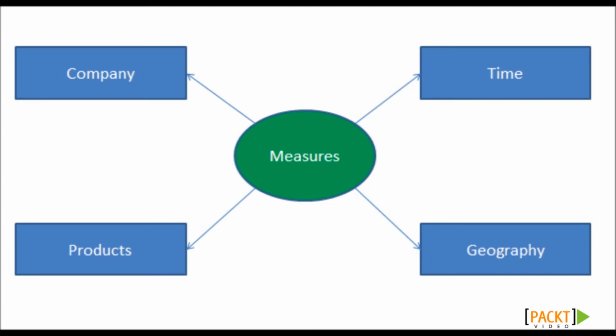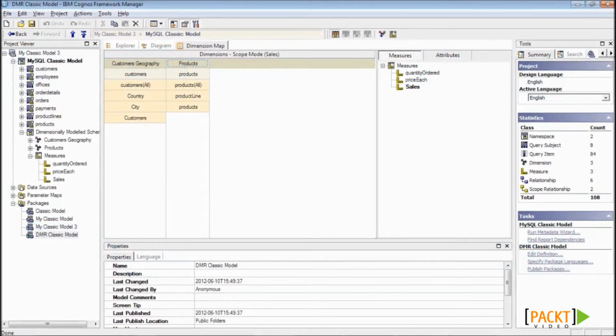Though in this video series we are not covering the dimensional model in detail, we have to touch upon Cognos' native feature of working against a dimensional model. In fact, the Cognos modeling tool called Framework Manager allows you to define dimensional structure over a relational database schema, and such a model is called Dimensionally Modeled Relational or DMR model. For your practice purpose, I have created a simple DMR model over the classic model. You can see its design on screen.